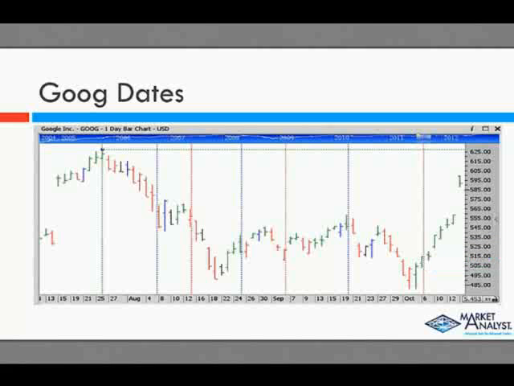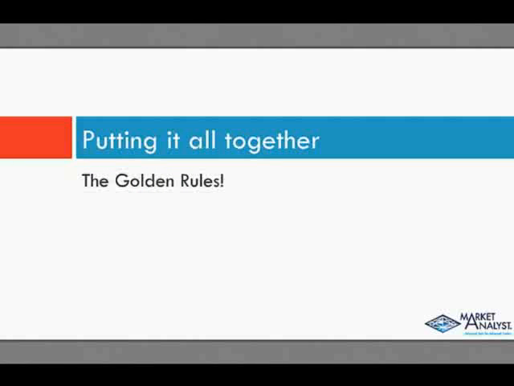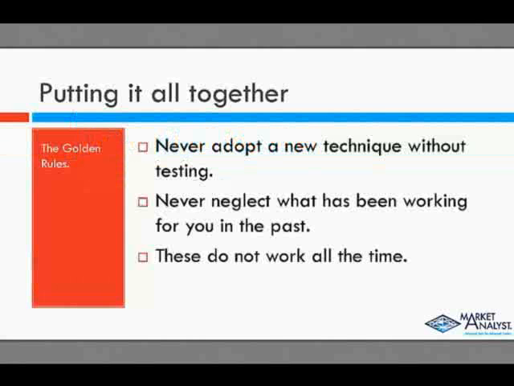All right, so now we're coming to putting it all together. The golden rules, if you like. This is what I would say to anybody considering any type of Gann technique. Now, what I've shown you obviously is one that I think a lot of, but I think there are some rules that have got to be said, and that is never to adopt a new technique without testing it. You've got to know, you've got to have the confidence if you're going to put it in. Don't neglect what's been working for you in the past.